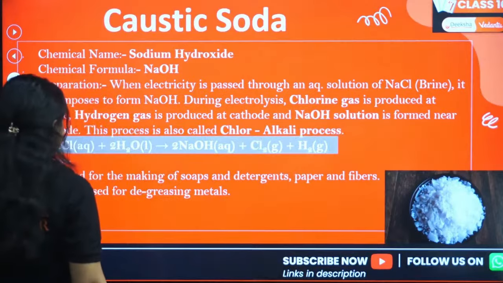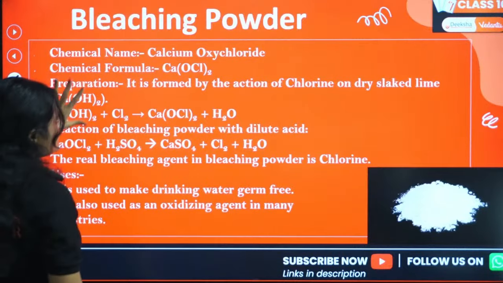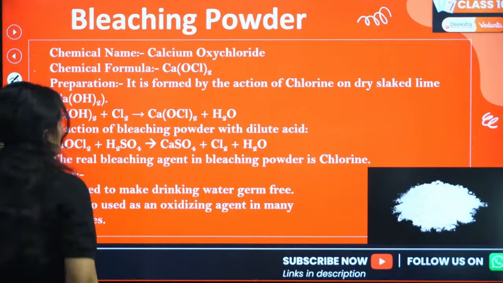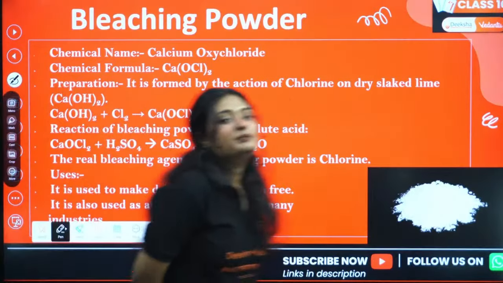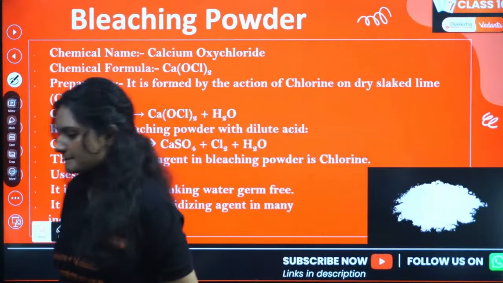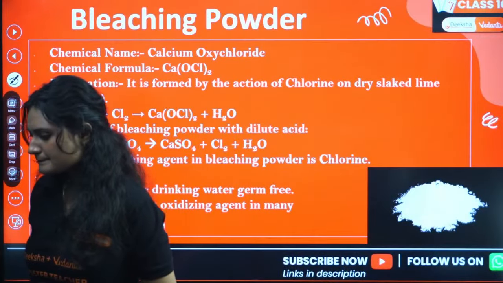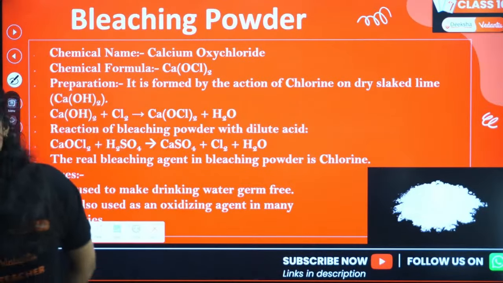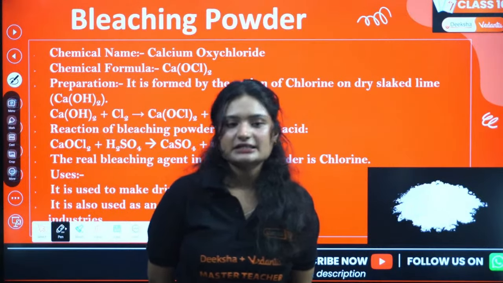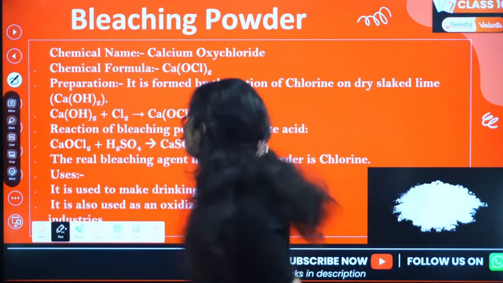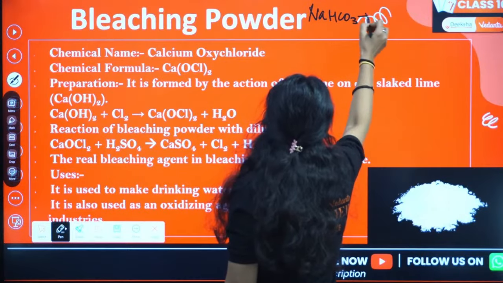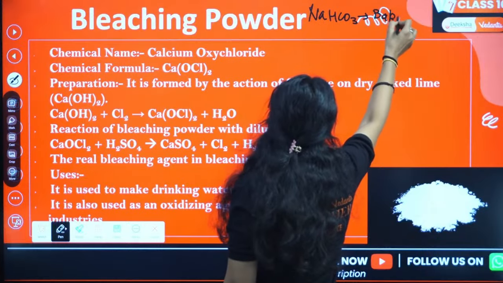Okay, next compound or salt is calcium oxychloride, or bleaching powder. So yes, the common name of sodium hydrogen carbonate is baking soda. Correct.